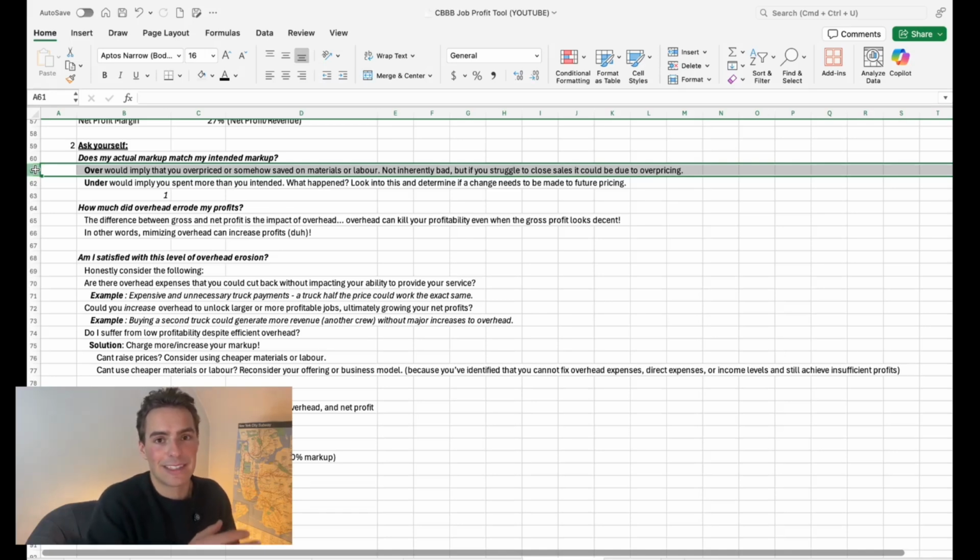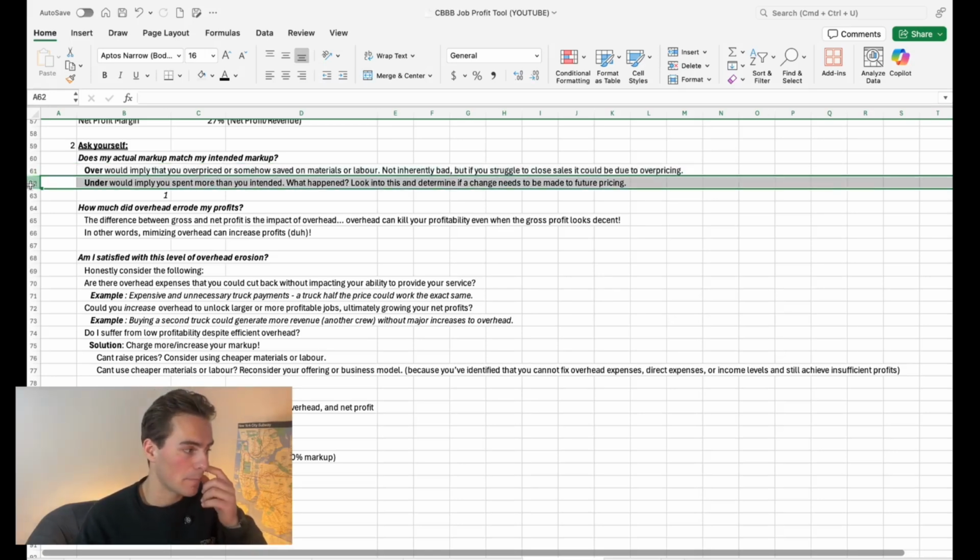If you're consistently under budget or making more money and you're not closing jobs very often, that could be a symptom that you need to lower your prices or at least refine your pricing model.